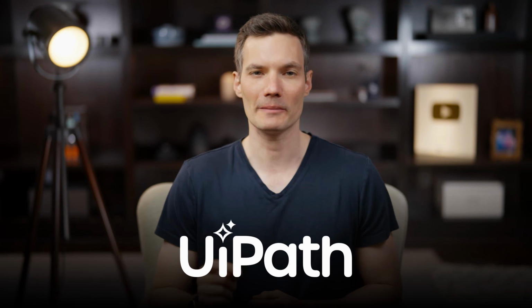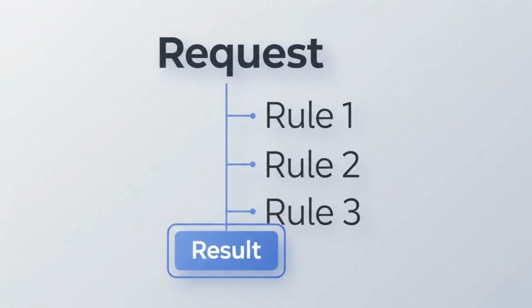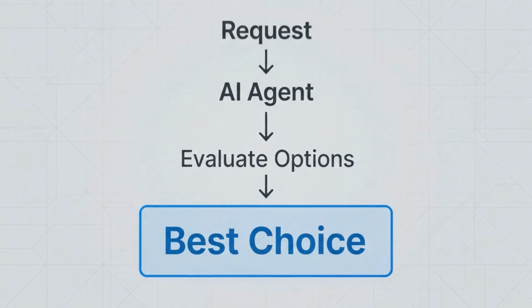In this video, I'll show you step by step how to build an AI agent in UiPath from scratch. Some tasks follow the same steps every time, which makes them a great fit for traditional automation, but other tasks require judgment. You might need to evaluate information, make a recommendation, or decide between multiple different options. That's where AI agents come in.